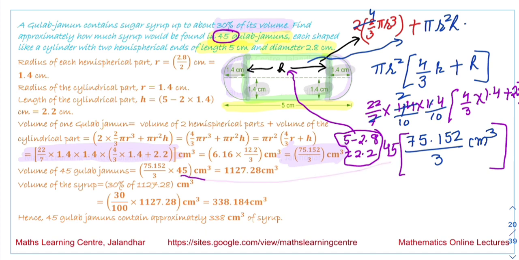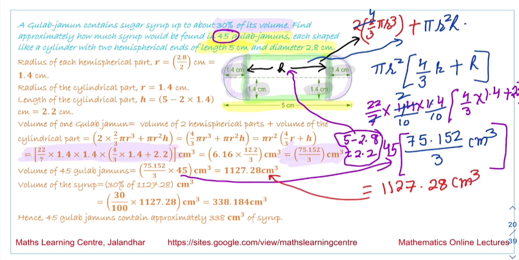So when we multiply this value with 45, the answer we will obtain is 1127.28 centimeter cube. This is the volume of 45 gulab jamuns. Now it is given that 30% of it is the sugar syrup. So we are calculating 30% of this value, so it is into 30 by 100. So this is the volume of the sugar syrup that we have.